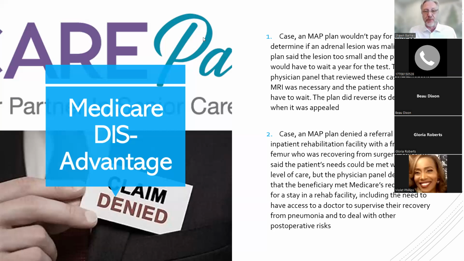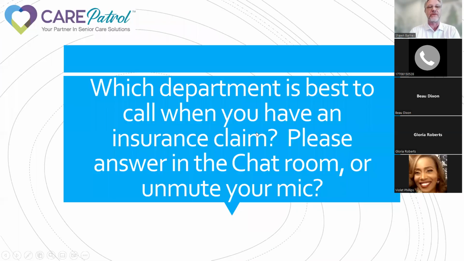So the other case, a plan denied a referral to an inpatient rehab to someone with a fractured femur who was recovering. The plan said the patient's needs could be met with home health, essentially, but the OIG decided that this required stay in a rehab, including the need to have access to a doctor to supervise their recovery with the potential to prevent pneumonia from setting in. And so these were two of the cases that they looked at in the OIG report, and you all probably know others from your own experience.